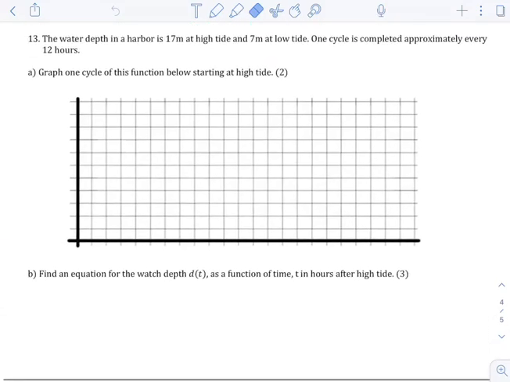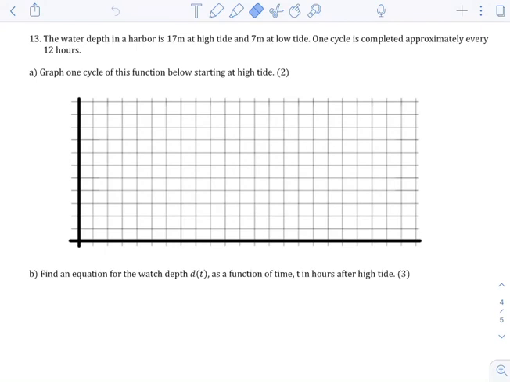All right, keep going. Number 13. The water depth in a harbor is 17 meters at high tide and 7 meters at low tide. One cycle is completed approximately every 12 hours. Graph one cycle of this function starting at high tide.